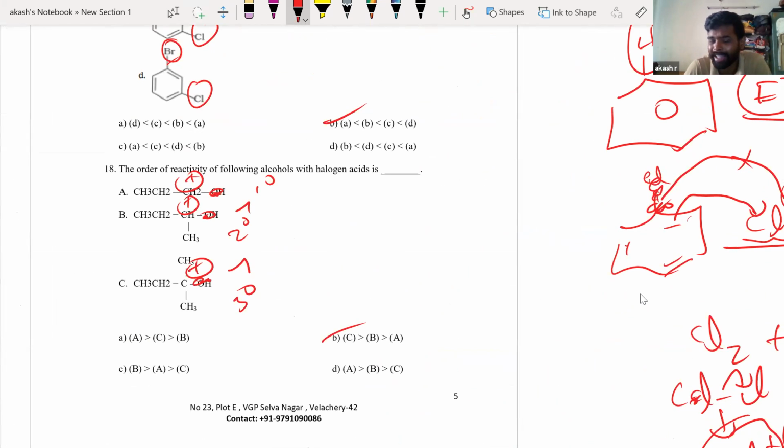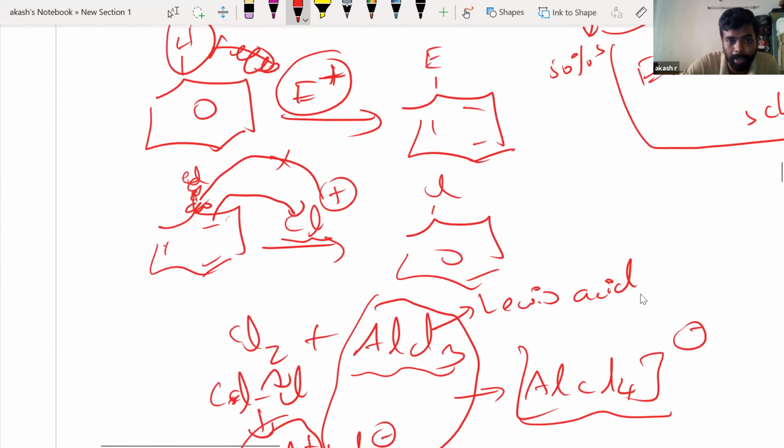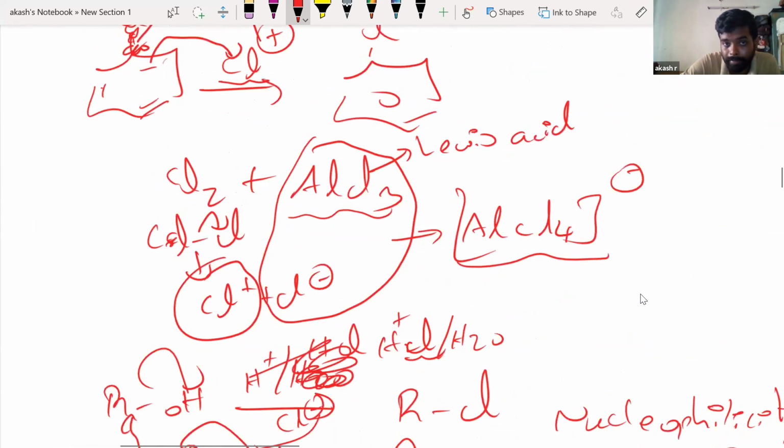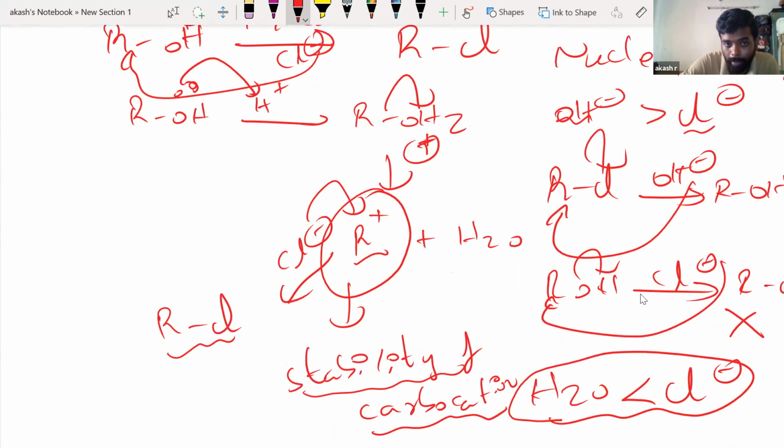Right now, I don't know why, in the NCERT, whatever mechanism I wrote here, is it given to you? This mechanism, is it given? Guys, is it given to you, the mechanism in the book? It's only given ROH plus HCl in the presence of ZnCl2.